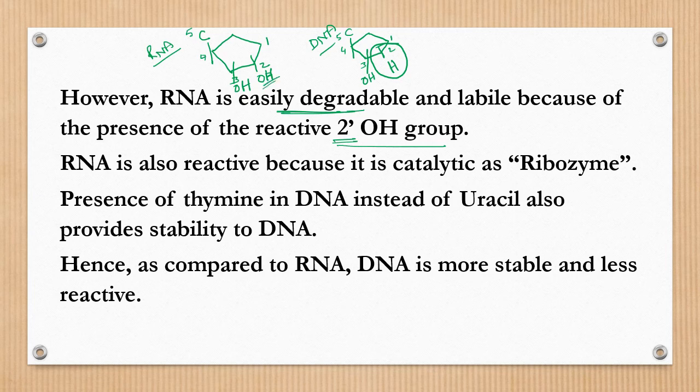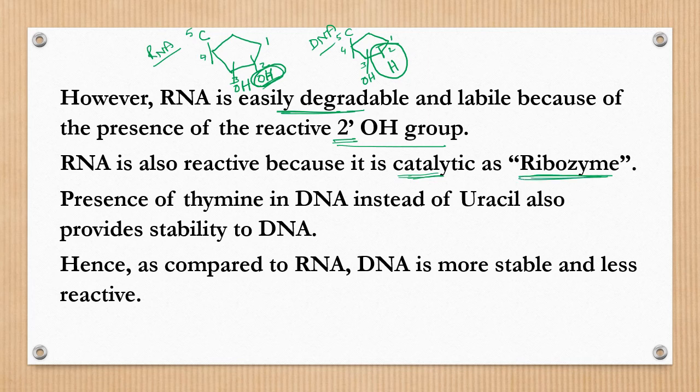Hydrogen and hydroxyl group: the hydroxyl group is more reactive. So due to the presence of this more reactive group, it is easily degradable. RNA is also reactive because it is catalytic. It controls the rate of reaction as an enzyme, that is, a ribozyme. It acts as a ribozyme enzyme.